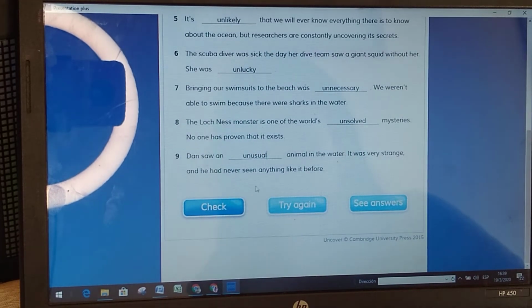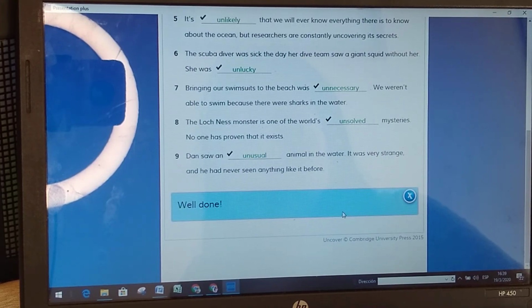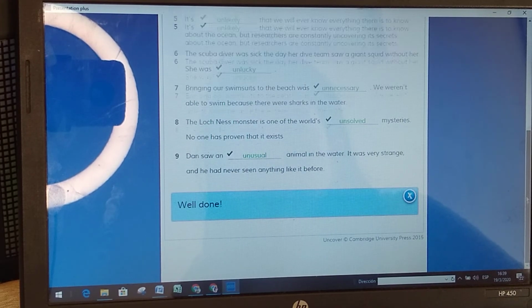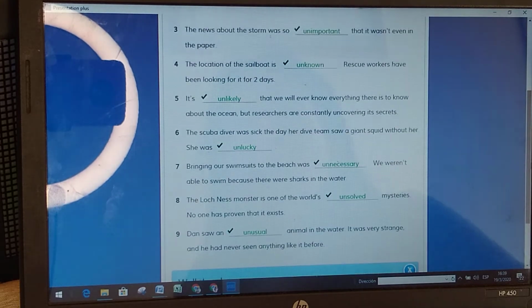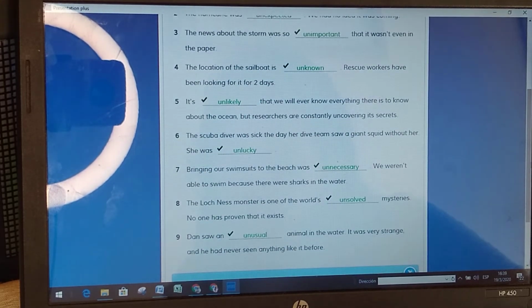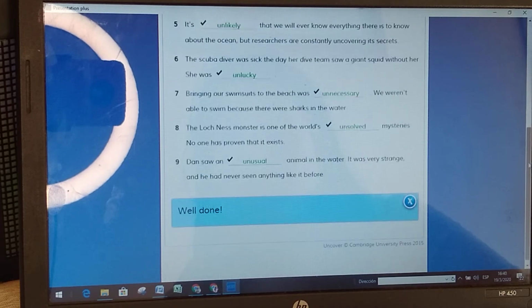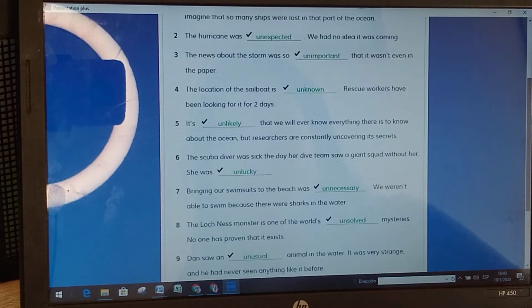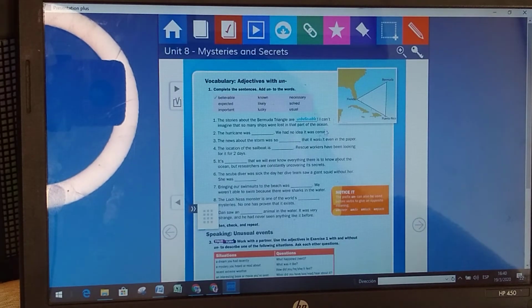So let me see if I was right or wrong. That's right. So lucky me. Well done. So as you can see, we just added un at the beginning of each word. Right? Let's go back to the exercises.